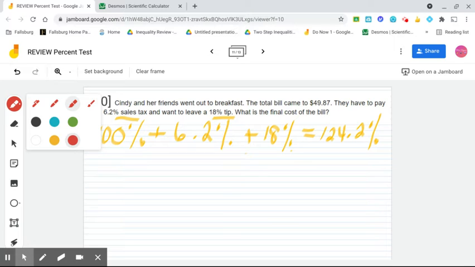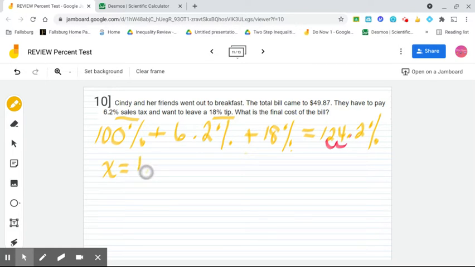So we always have to change this percent to a decimal, move it 2 places to the left. And we're going to take X, and set it equal to 1.242, and we're going to multiply it by the total bill, which is $49.87. So when we multiply this, this will give us the final cost, including tax and tip.